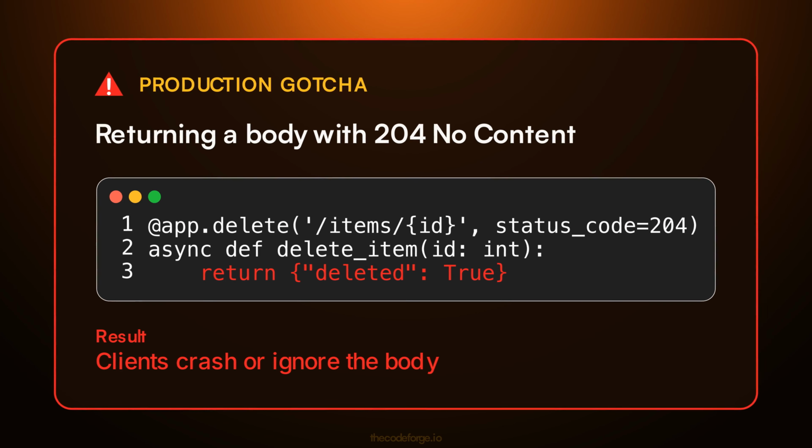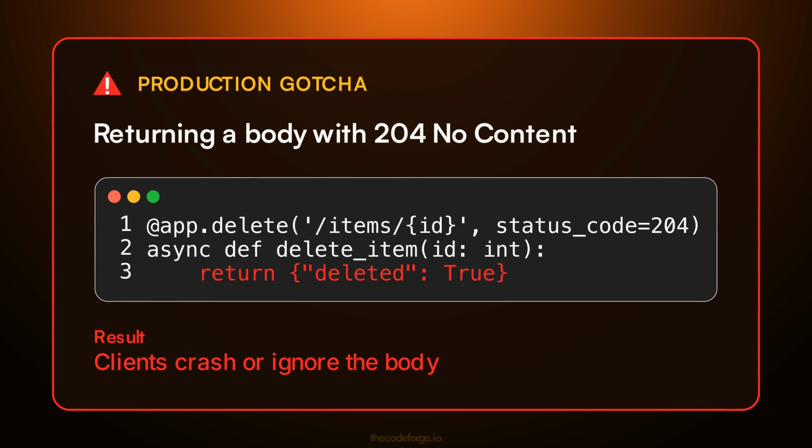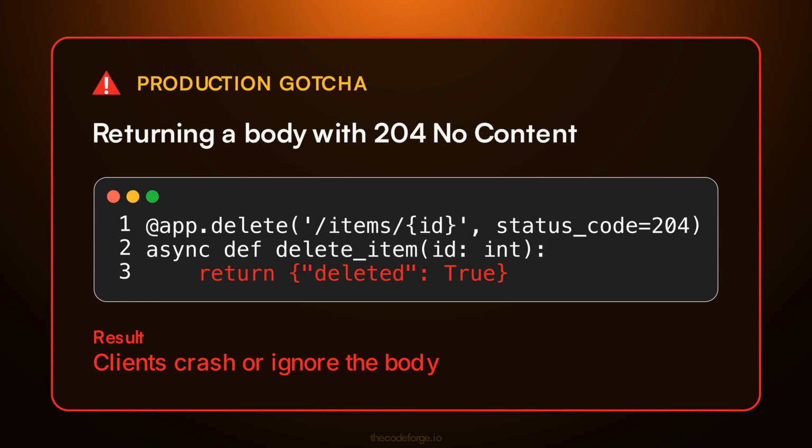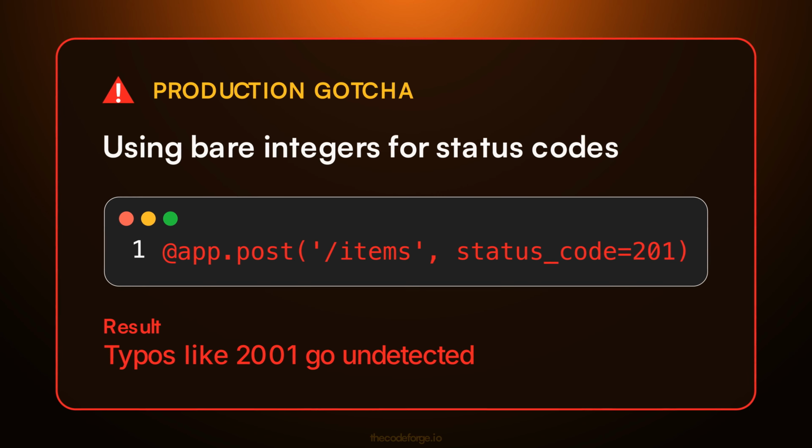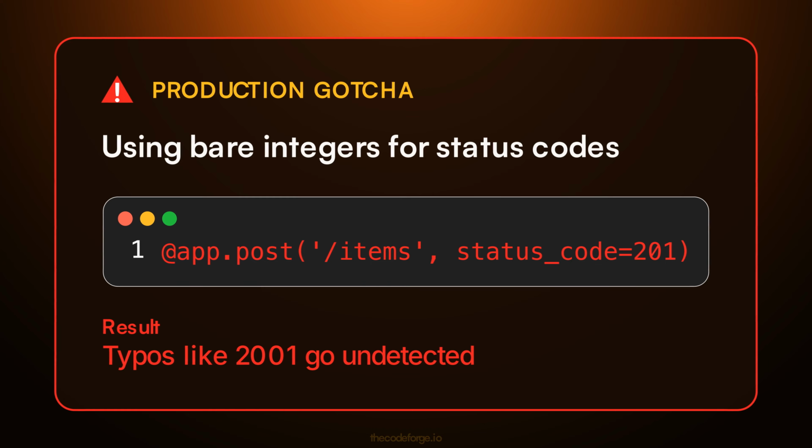204 responses must not have a body. Returning a dict causes protocol violations. Ensure the endpoint returns None explicitly and remove any response model for 204 endpoints. Using magic numbers like 201 is error-prone. A typo like 2001 is a valid Python integer and won't be caught by linters. Use status.HTTP_201_CREATED instead.